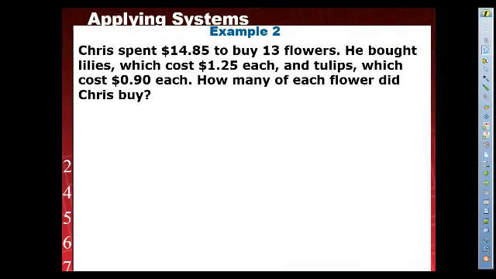Example 2. It says Chris spent $14.85 to buy 13 flowers. He bought lilies, which cost $1.25 each, and tulips, which cost 90 cents each. How many of each flower did Chris buy?